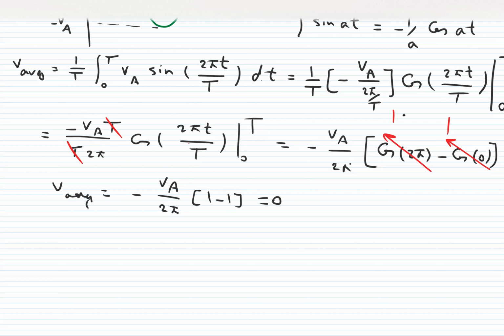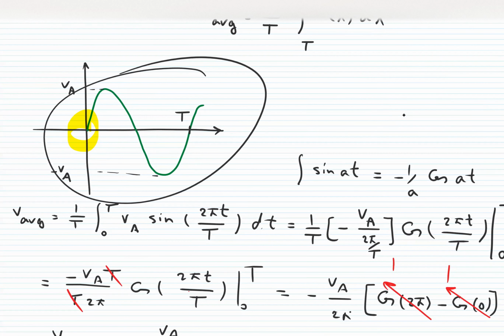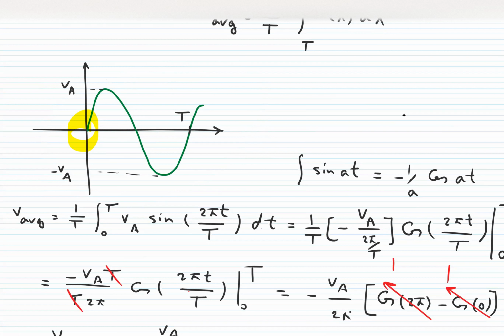1, which is 0. So the average of a sinusoidal signal, not a shifted-amplitude or half-wave signal, I'm talking about the complex signal, a sinusoidal signal always has an average of 0.